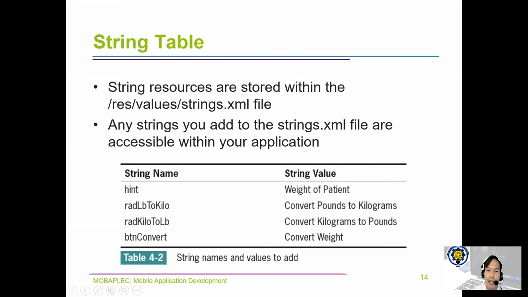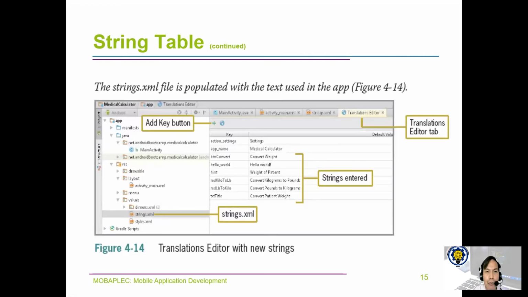Okay, then after that, we have here the add key button. So as you can see, we open the medical calculator app, followed by the add key. As you can see here, we have the strings.xml. Okay, the add key button, if you're going to create. So just click add. We have the translations editor. We have the strings entered. So these are the settings that we set up based on the key. Okay, so this is how it looks like.